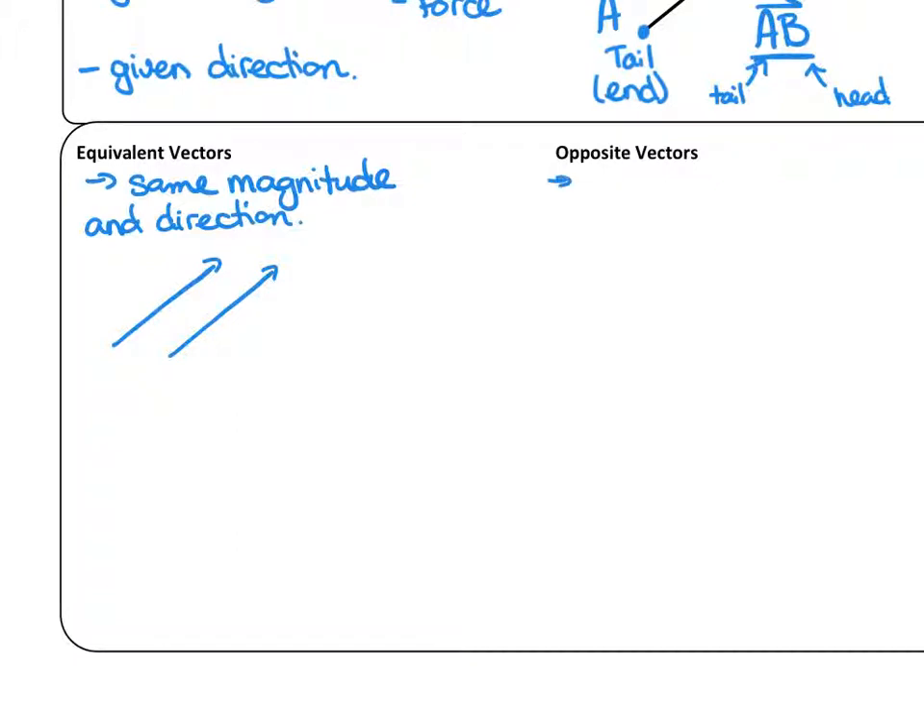Opposite vectors are parallel, so they have the same magnitude.